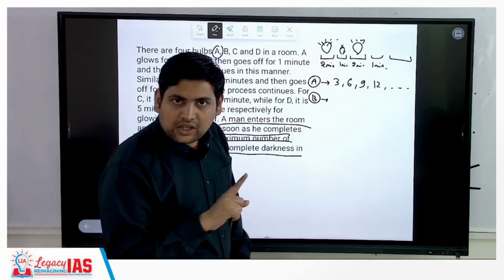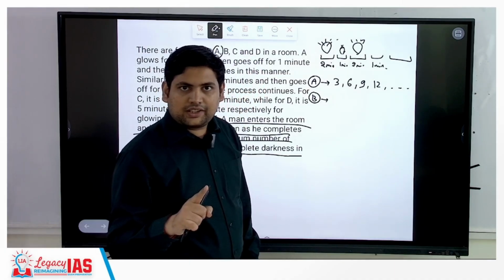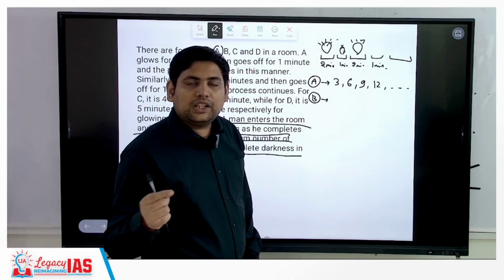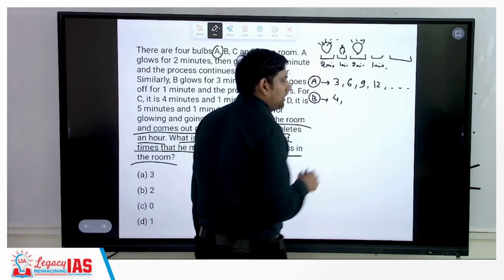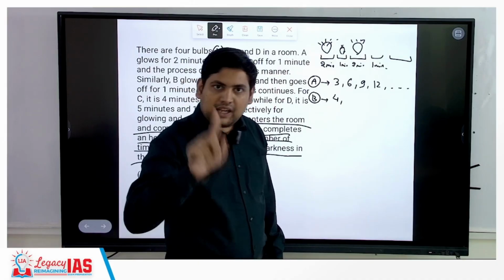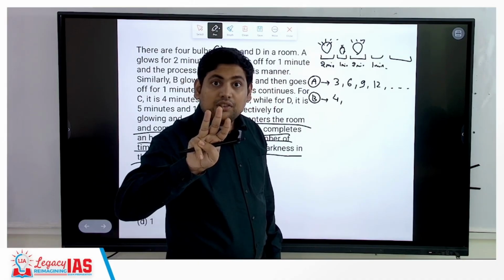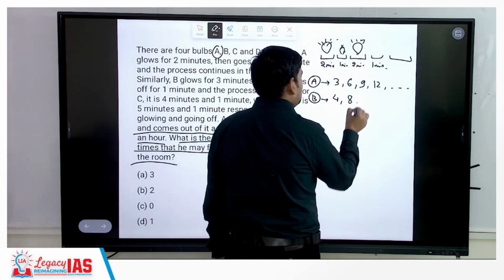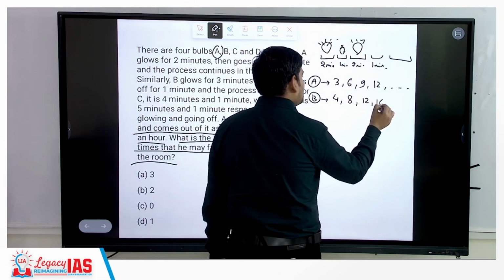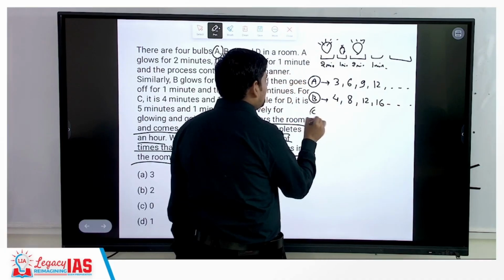Similarly, B. B is glowing for the first 3 minutes. Correct? And then in which minute is it not glowing? In the 4th minute it is not glowing. Then again 5, 6, 7 it will glow. In which minute won't it glow? On the 8th minute. So you get 8, then 12, then 16. It will go on like this.